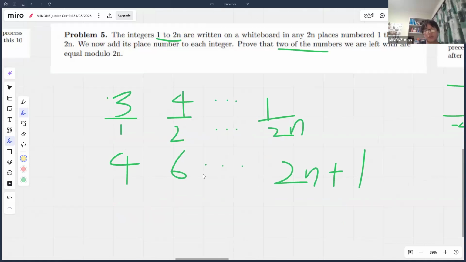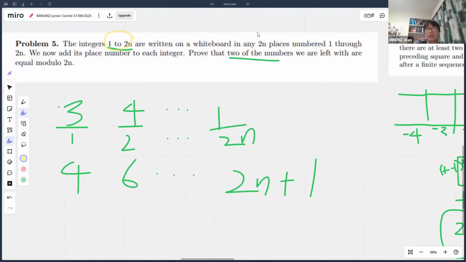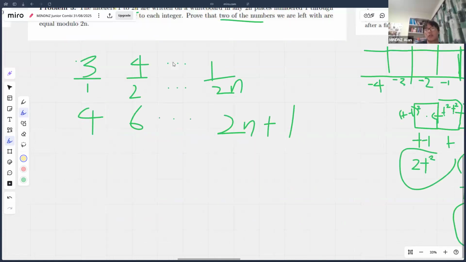To deal with this problem, we know that the original sum is 1 plus 2n, and the sum that's added is, we know that 1 is added, 2 is added, all the way to 2n is added. So the sum that's added is also the sum of 1 through 2n. And then we use that to deal with this problem.